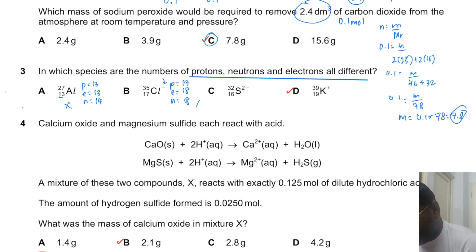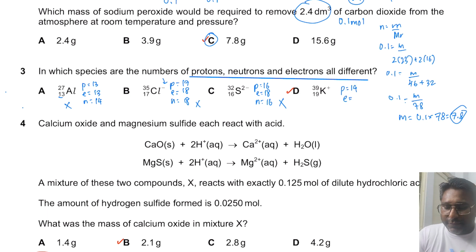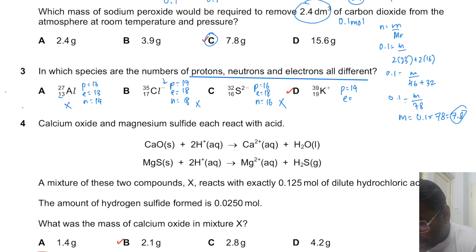They want all different. Same for proton, 16. Electron is supposed to be 16, but you have 2 minus, so it means extra 2, so 18. Neutron is going to be the difference, 32 minus 16, that's going to be 16, so this is also wrong. And this one, proton is going to be 19, electron supposed to be 19, but because it is positive 1, they have lost 1 electron, so 18. Neutron is going to be 39 minus 19, that's going to be 20. So you can see all of them are different, therefore the answer is going to be D.